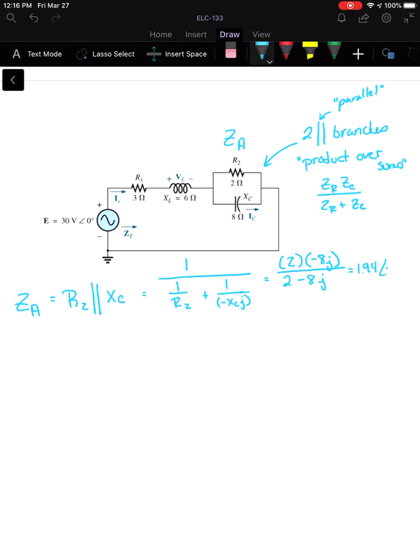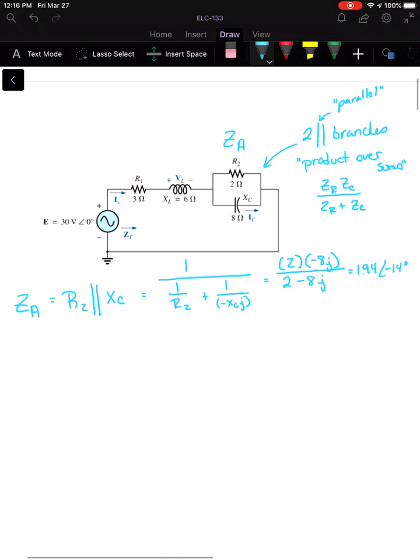So we've got 1.94 at negative 14 degrees. That's polar form, or 1.88 minus 0.47 times J in rectangular form. And that's the impedance of block A right here.